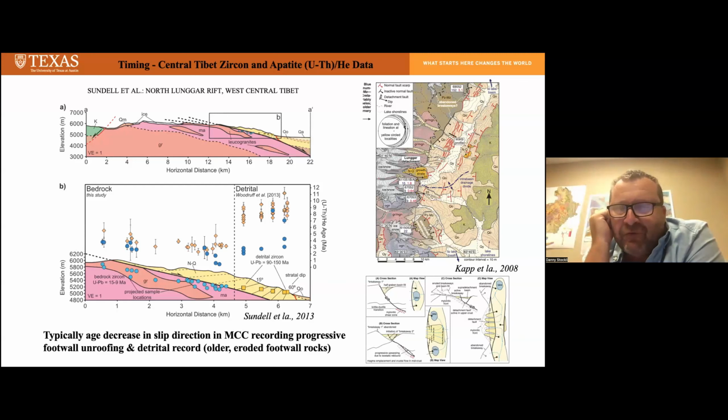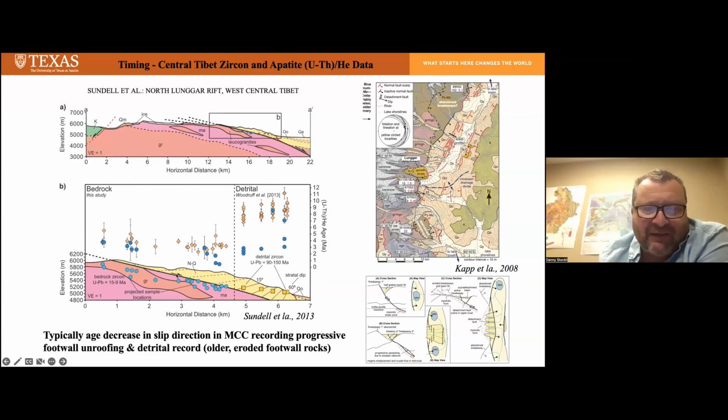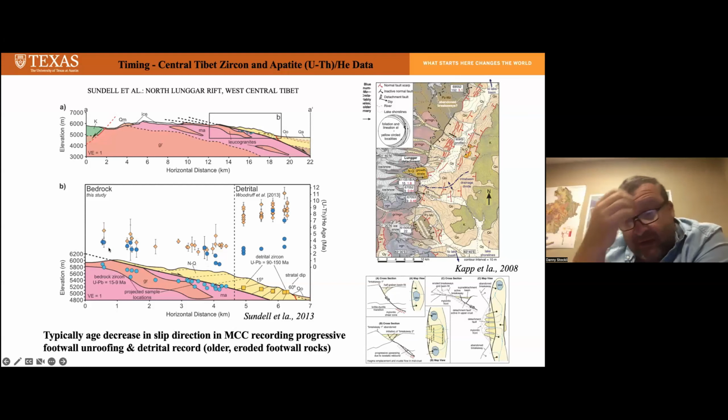Here's another example of probably an active low-angle normal fault system in central Tibet. And what you see here is basically the footwall. You have growth strata in the upper plate, and you can see in blue here the apatites, and in these orange diamonds the zircon, uranium-thorium-helium ages, how they get progressively younger in slip direction. And so you can clearly see that this is a Pliocene to Pleistocene rapid unroofing of this metamorphic core complex.